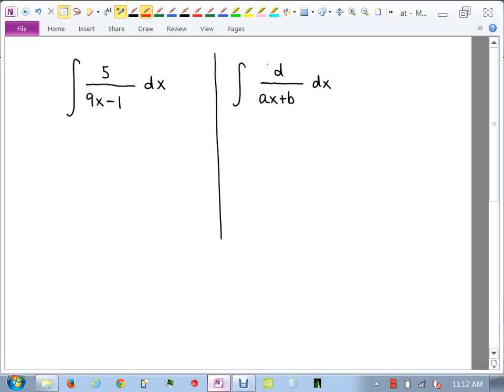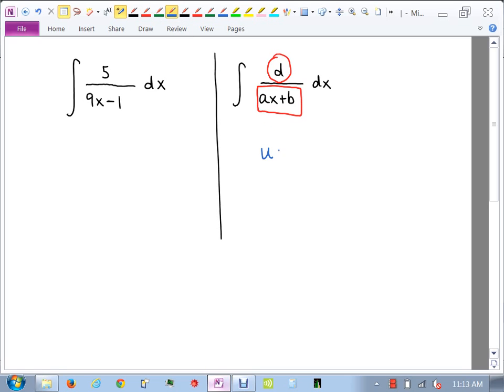What we have in this general integral is a constant d divided by a linear expression, right? ax plus b is linear. Anytime we have an integral where we have a constant over a linear expression, it's almost just a cookie cutter answer, almost like a formula. And that's what the second one was. It was to come up with a formula for us. So I'm going to do the second one instead of the first one.